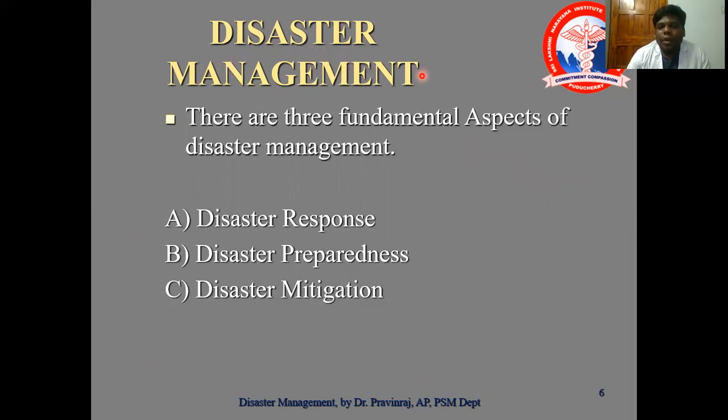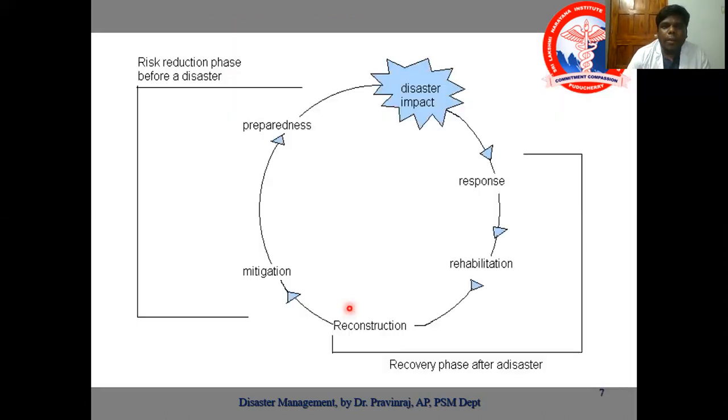So this is disaster management. What are the aspects of management? The aspects are disaster response, disaster preparedness, and mitigation. Before going to that, this is the disaster cycle. So here, disaster impact is there. It could be an earthquake, or a cyclone, or a volcano, whatever. So after disaster impact, there will be response, which is followed by rehabilitation, then reconstruction, then mitigation, then preparedness.